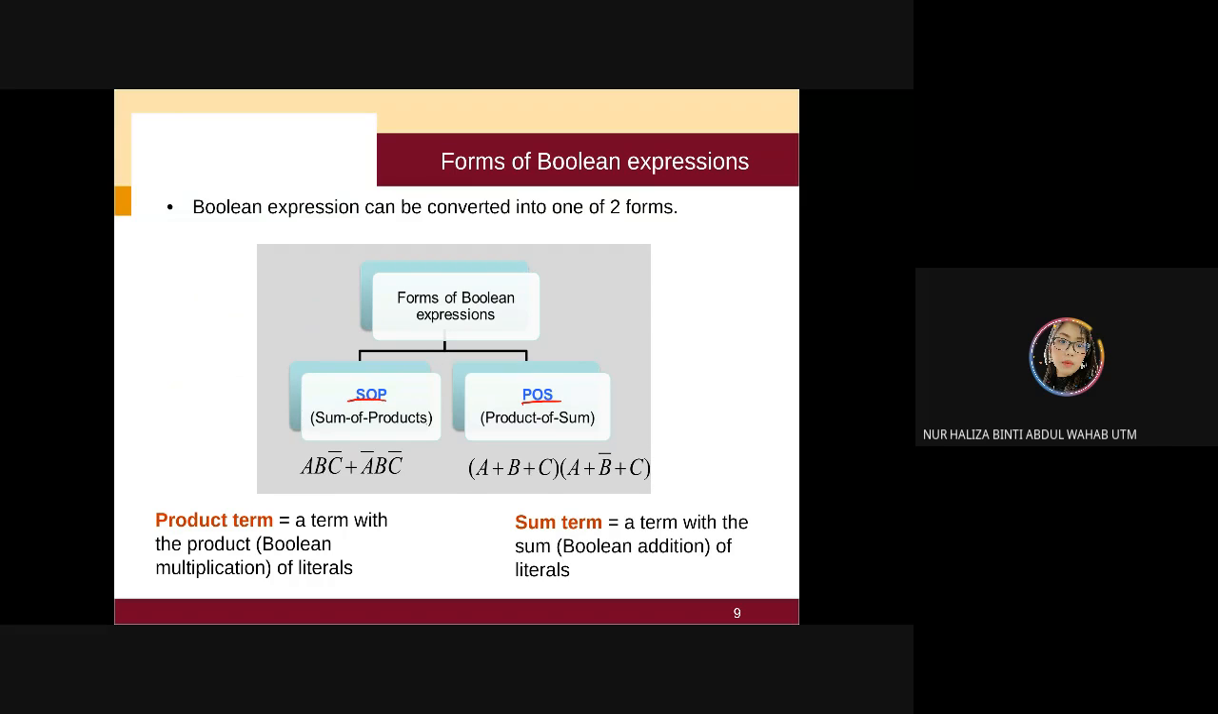And on the POS, it will look like this. We have A plus B. This is your product of sum. You already have a sum. You're going to multiply with, like, A bar plus B. You're going to multiply with B plus C. So this is in terms of POS.